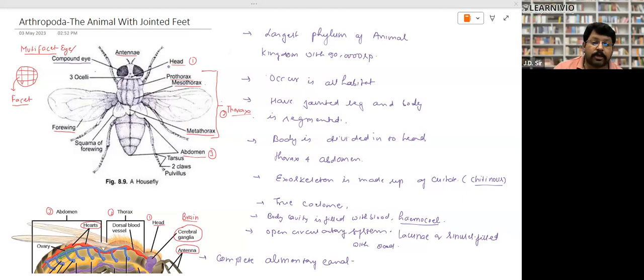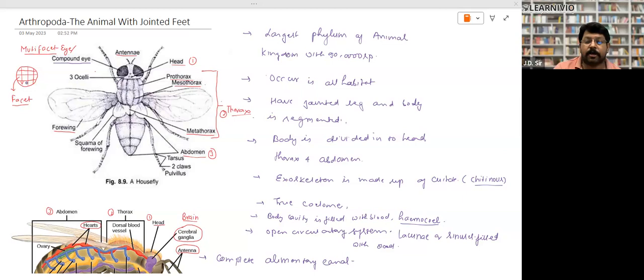Next one, their body is divided into three parts: head, thorax, and abdomen. Head means the upper part, thorax means the middle part, and then abdomen. The thorax is further divided into three parts: prothorax the front one, mesothorax the middle one, and metathorax the hind one. Some of them have wings. They have the compound eye, also known as the multifacet eye. Basically, the compound eye means this is not a single eye like humans.